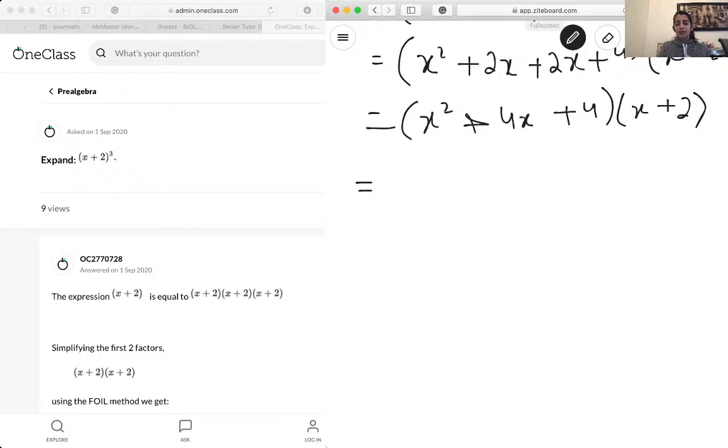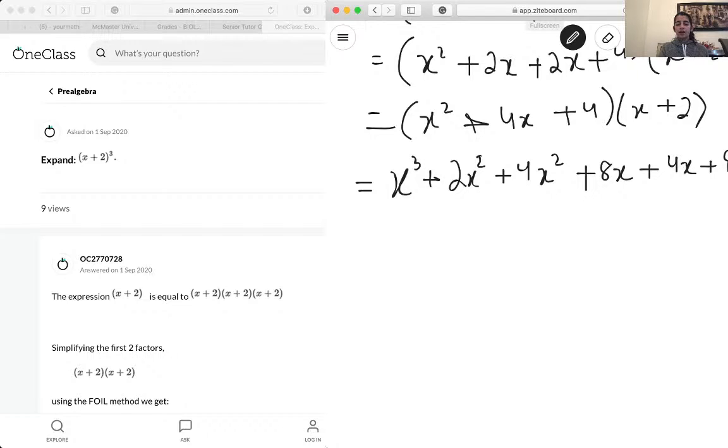So in that case, it's going to be x squared times x is x cubed. x squared times 2 is 2x squared. Moving on to our second term in the bracket, 4x times x is 4x squared, and 4x times 2 is 8x. Moving on to our last term in the bracket, 4 times x is 4x, and 4 times 2 is 8.